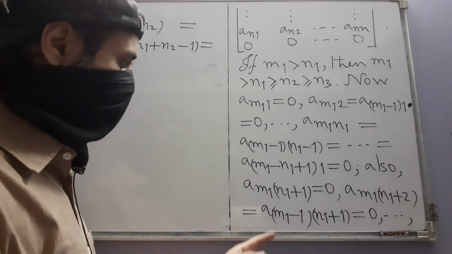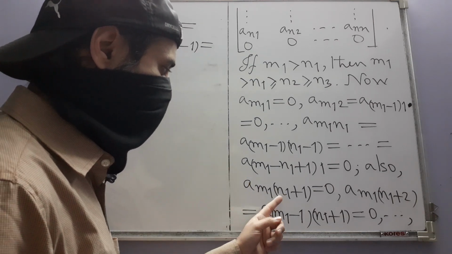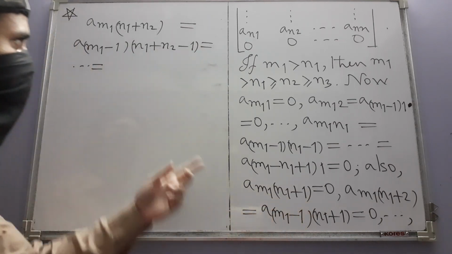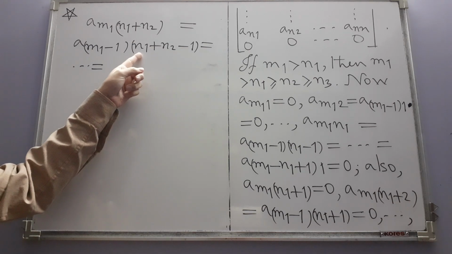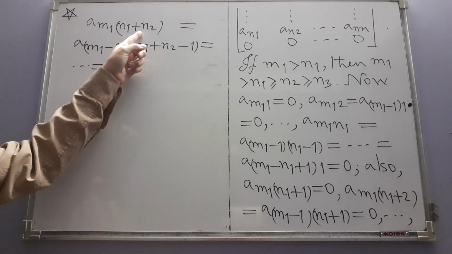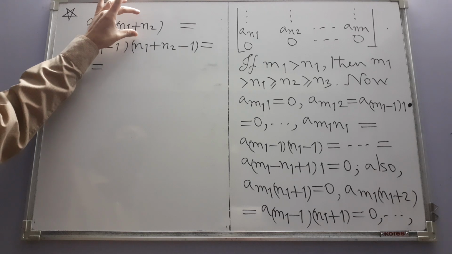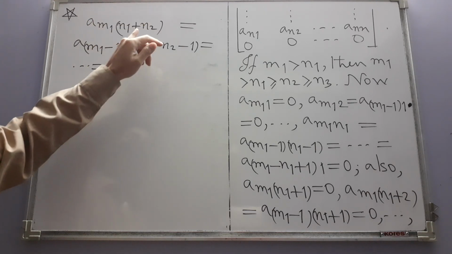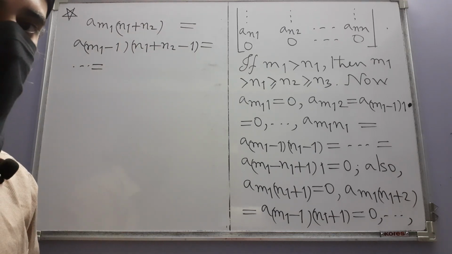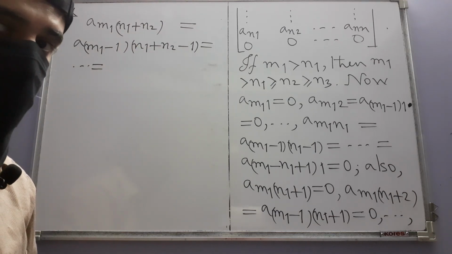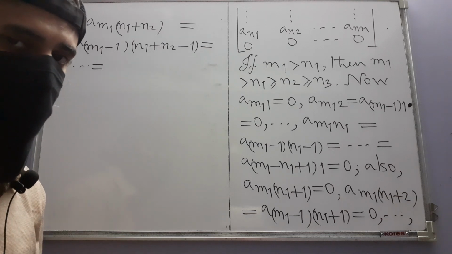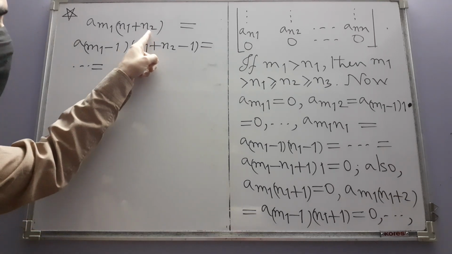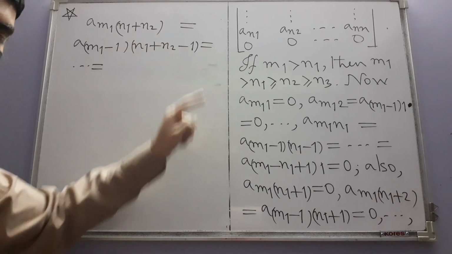Now, we want the second index to be n1 plus 1. So what should you subtract from this to make it n1 plus 1? You have to subtract n2 minus 1. If you subtract n2 minus 1 from n2, then you will get 1, so that will become n1 plus 1.